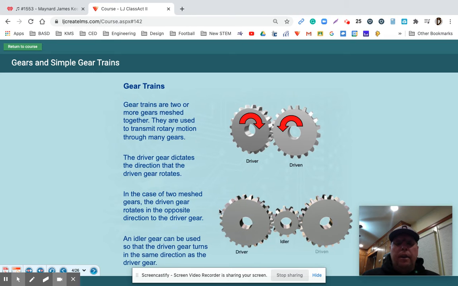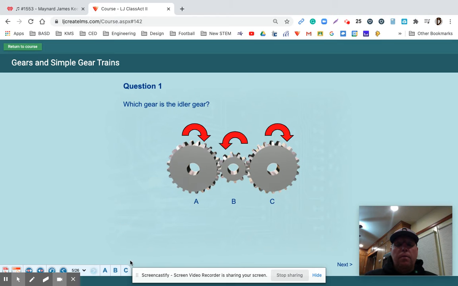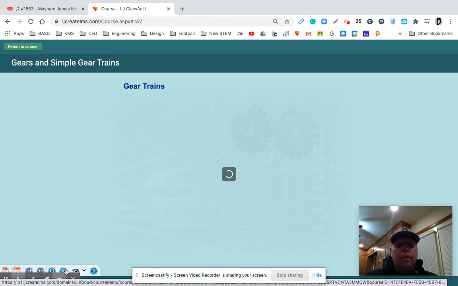An idler gear can be used so that the driven gear turns in the same direction. So I've got a driven, idler, and driver, idler, and driven gear. Basically a small gear goes in between, because let's say I want this driven gear to go in a clockwise motion. In order to do that, I've got to put an idler gear or a secondary gear here in order for it to go in the same direction as this.